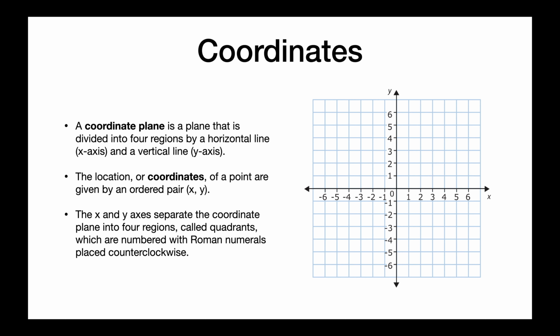The x and y axes separate the coordinate plane into four regions, which are called quadrants, and which are numbered with Roman numerals placed counterclockwise. If you do not find that you naturally remember the Roman numerals, think of the Star Wars movies. 1, The Phantom Menace. 2, Attack of the Clones. 3, Revenge of the Sith. 4, the one that is now called A New Hope.